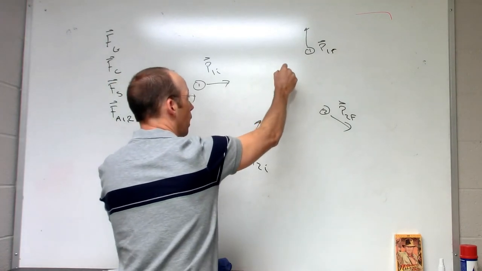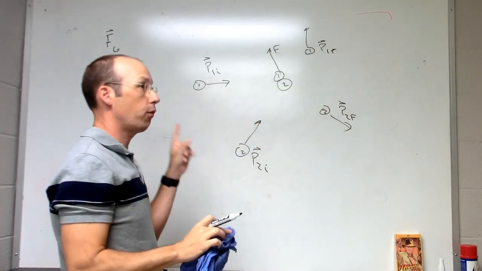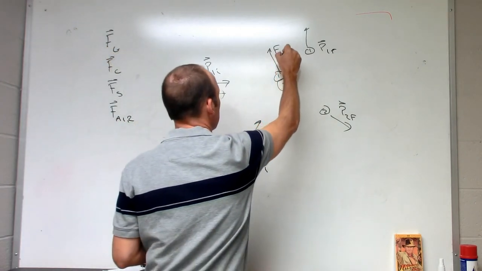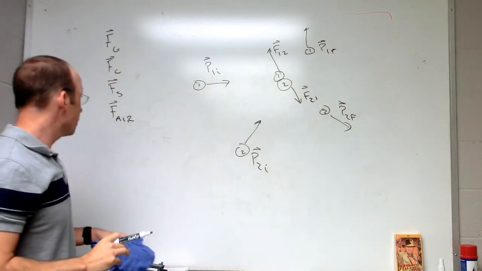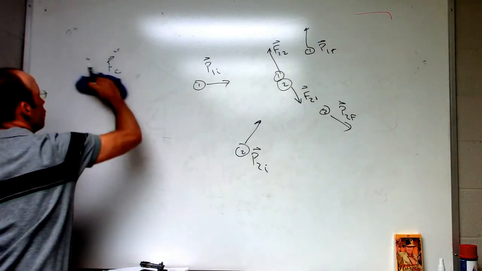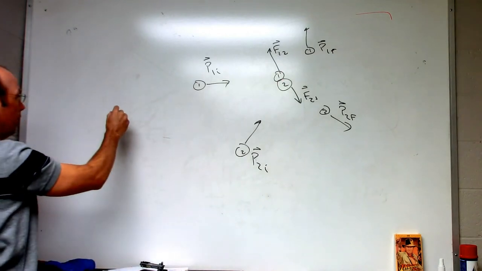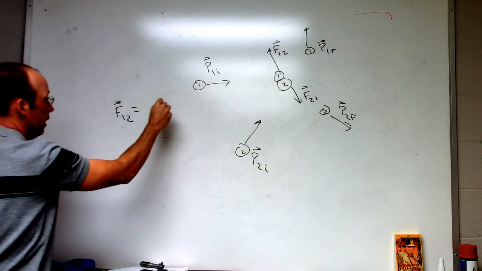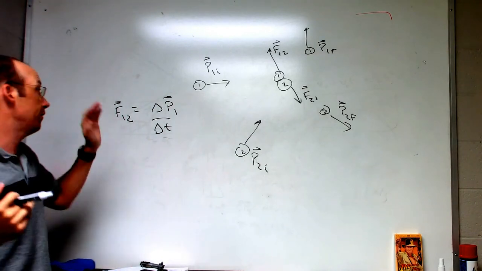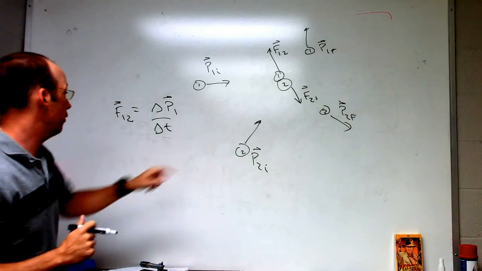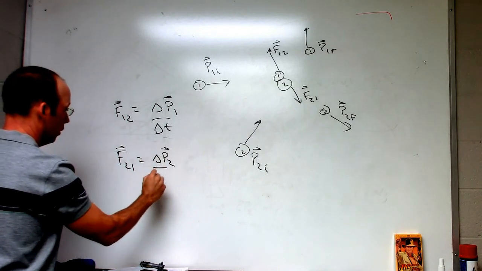And then during the collision, what's going to happen? Well, ball 2 is going to push on ball 1. So it's going to be a force this way, F1 on 2, the force on 1 by 2. And then 1 is going to push back on 2, F2 on 1. So let me write down the change in momentum for ball 1. If I write down the momentum principle, and this is the only force, then F1 on 2 is the change in momentum of 1 over the change in time. That's the momentum principle. If that's the only force, then that's the change in momentum. Now I can do the same thing for ball 2. F2 on 1 is the change in P2 over the change in t.